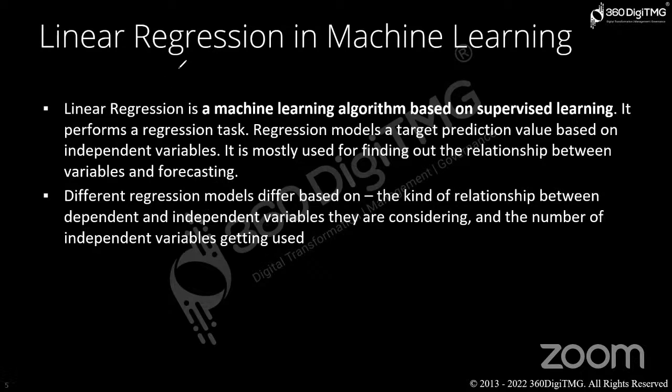So, linear regression is a machine learning algorithm. Based on supervised learning, it performs a regression task. Regression models a target prediction value based on the independent variables, and it is mostly used for finding out the relationship between the variables and for forecasting. Different regression models differ based on the kind of relationship between the dependent and independent variables they are considering and the number of independent variables that are getting used.